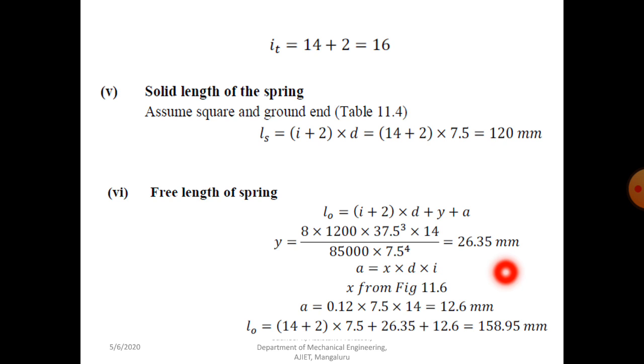You can imagine here, this is the solid length and 158.95 is the free length. This is without any application of load. The spring is initially at 158.95. When the maximum load is applied, the deflection will be 25. The standard deflection is 26.35 millimeter. So the total free length of the spring is 158.95 millimeter.